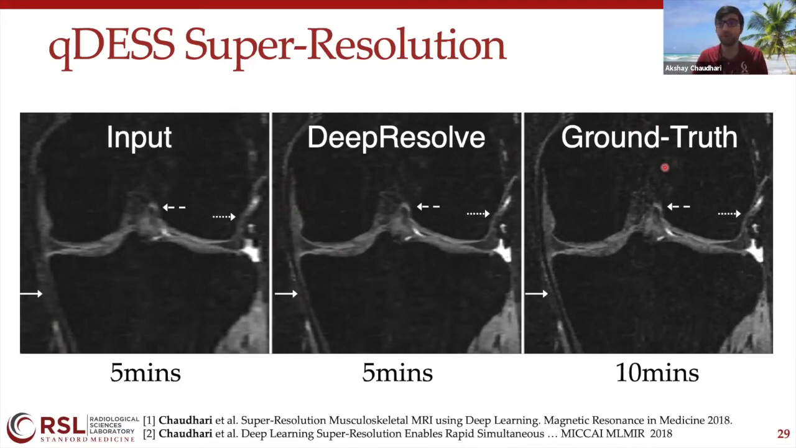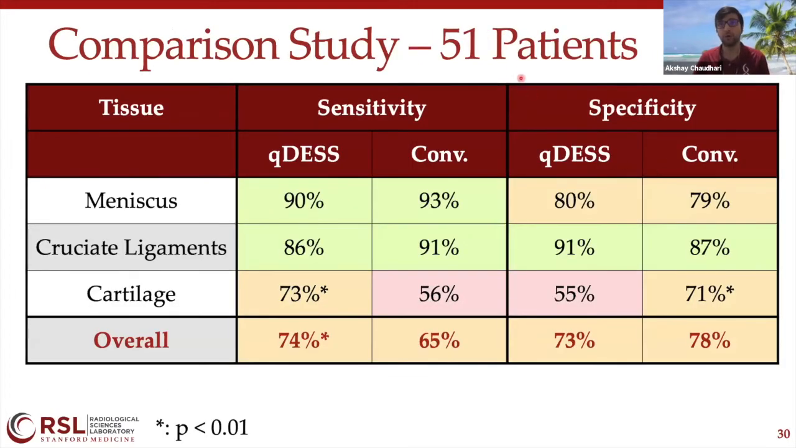So we really wanted to see whether we can combine our fast imaging with some of these artificial intelligence-based approaches for image quality enhancement. And we wanted to see what the diagnostic benefits of this would be. So in a different cohort of around 51 patients, we scanned patients who were coming in for a routine knee MRI scan with the conventional protocol as well as the qDESS protocol. And these patients went on to get subsequent arthroscopic surgery too.